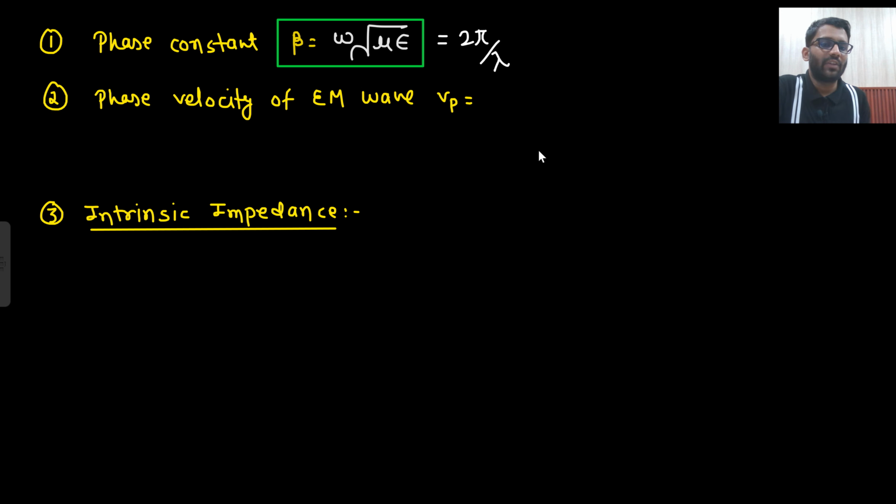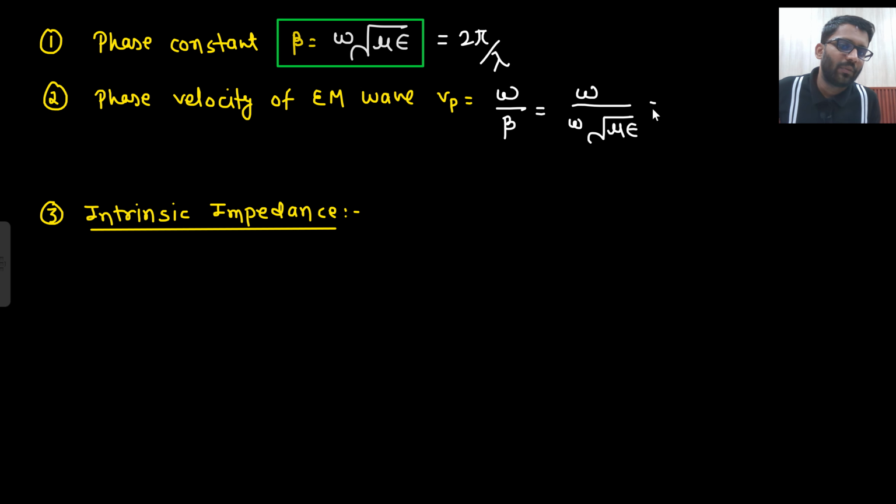What will be your phase velocity? That is equal to omega by beta. This formula is always true. So omega by beta. Now the value of beta has changed. What is the value of beta? This is the value of beta. So what is the answer you are getting? So Vp is equal to what you are getting?